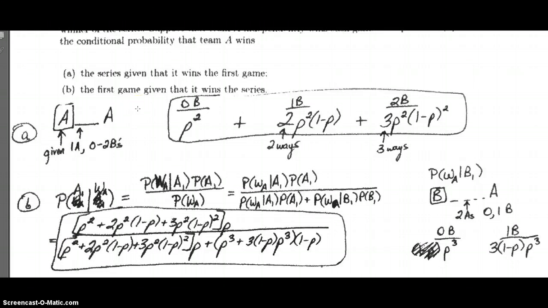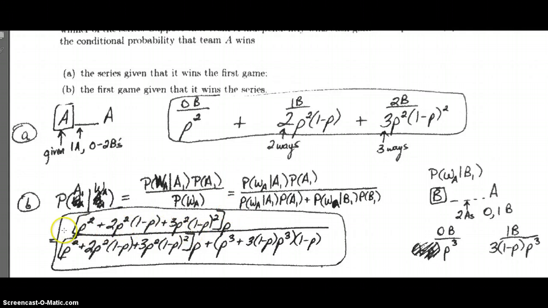What about the other way around, so that it wins the first game, given that it wins the series? We just set up a Bayes real quick here. Notice that we've already calculated this P of winning, given that it wins the first game. What we do need to add in there is the probability of winning the first game, which is just P. So this is all coming from part A.